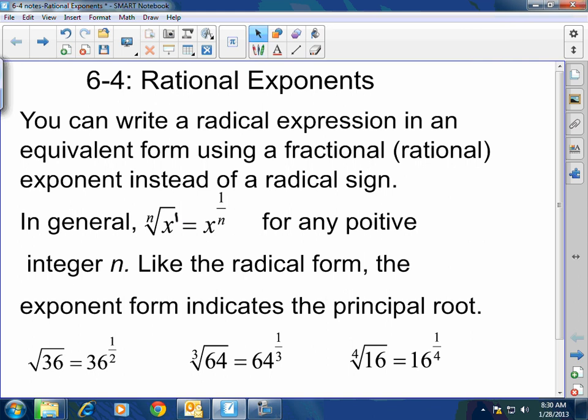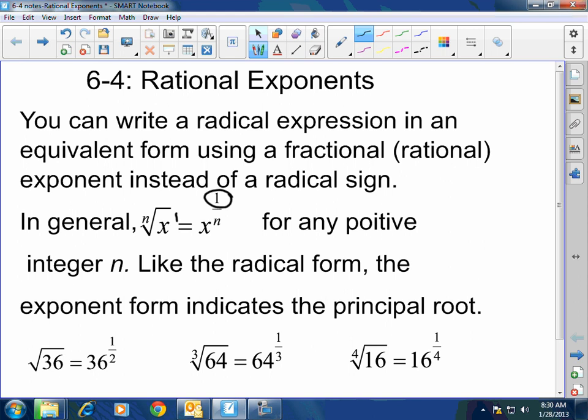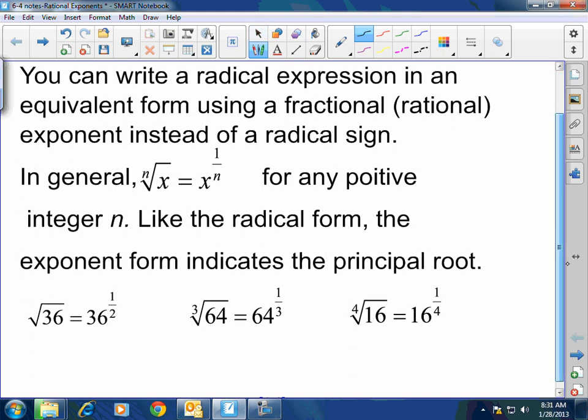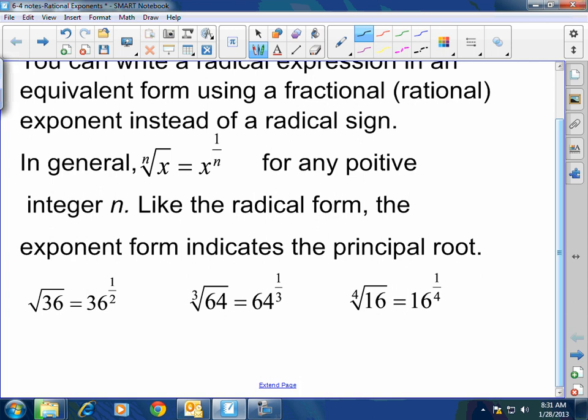So basically what happens here is when I have the nth root of x, I have the exponent of the radicand as the numerator and the index as the denominator. Again, I have the exponent of the radicand as the numerator of the exponent, and I have the index as the denominator of the exponent. It's pretty easy. Okay, and this is for any positive integer n. Like the radical form, the exponent form indicates a principal root.